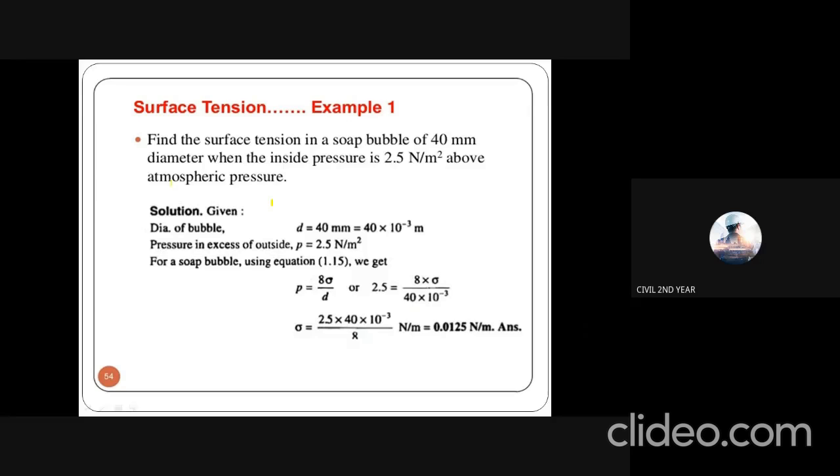Newton per m square. For a soap bubble, we know that P equal to 8 sigma by d. This is the formula which you have to keep in mind. Now substitute the value P as 2.5 and D as 40 mm. So the sigma value is 0.015125 Newton per meter. That is the surface tension. So this is the problem which you can expect from surface tension.